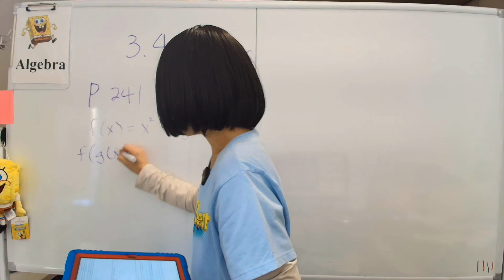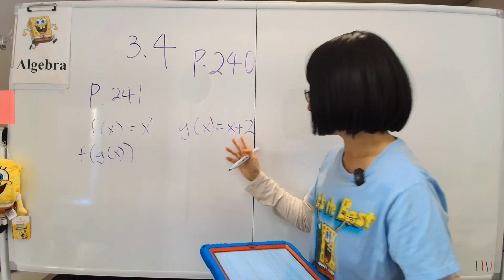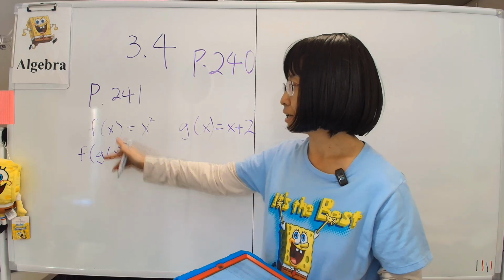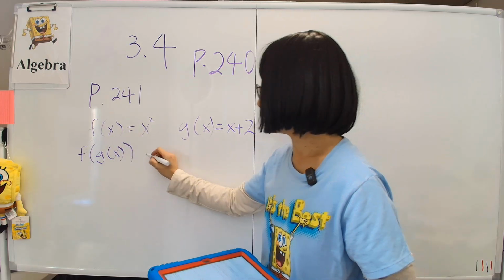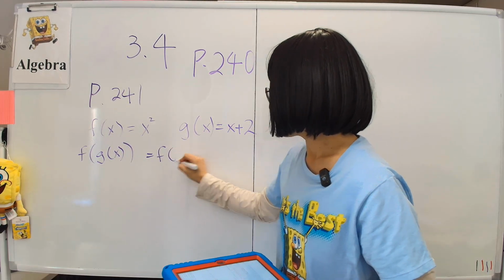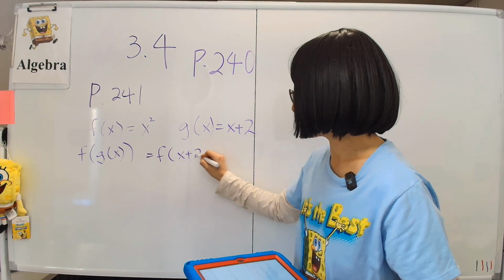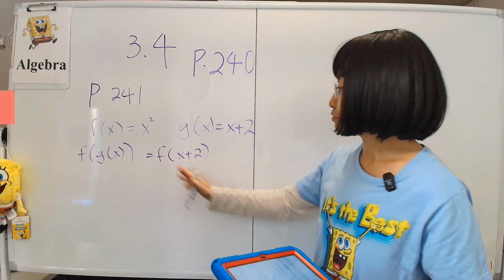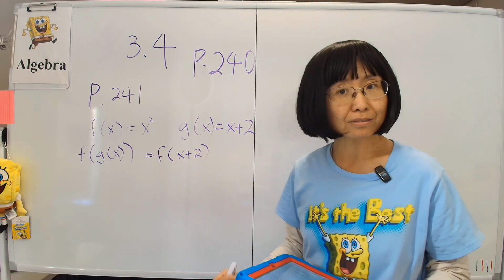What does that mean? That means we're going to stuff the entire g of x, which is x plus 2, right inside where x used to be. In other words, we're going to do this: f of x plus 2. See, I stuffed the entire x plus 2 in here. And what are we supposed to do with that?